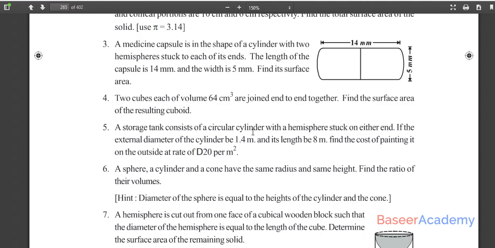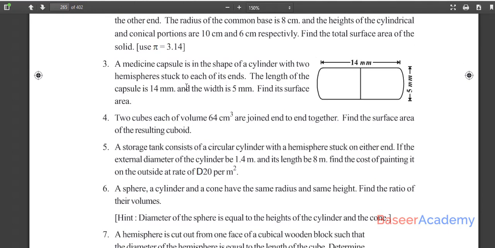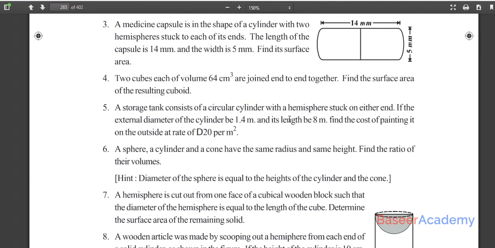This is straightforward. The height of the cylindrical part is already given, unlike in the previous question number 3. Finding out the height of the cylindrical part was a bit tricky because the height was not directly given. Instead, the length of the capsule was given. So we subtracted the radius of both of the hemispheres and we found out the height of the cylindrical part. But in this question number 5, the height of the cylinder is given directly here.